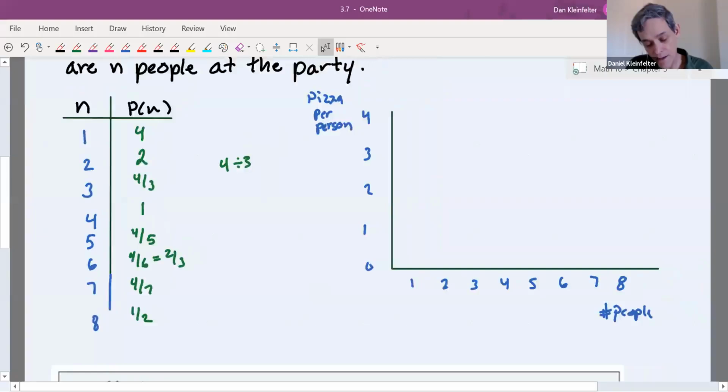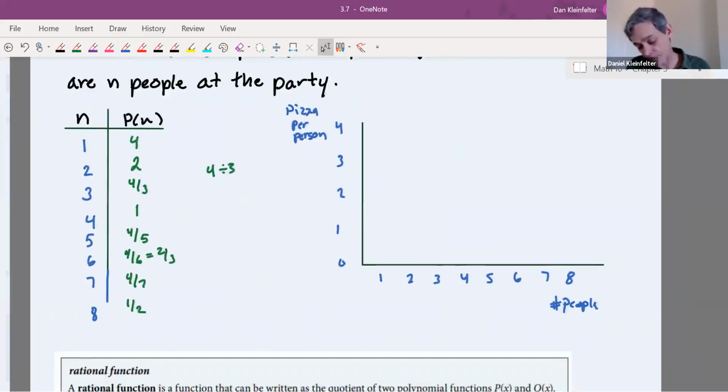So let's go ahead and plot that on a graph. On the horizontal axis, I have the number of people, and the vertical axis is how many pizzas for each person. For 1, it should be 4. For 2, it should be 2. For 3, it's going to be 1 1/3; I just have to approximate that. For 4, it should be 1. For 5, it will be 4/5. 6 is 2/3. 7 is 4/7. And then 8 is a half.